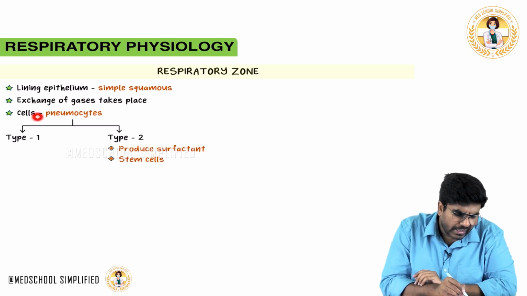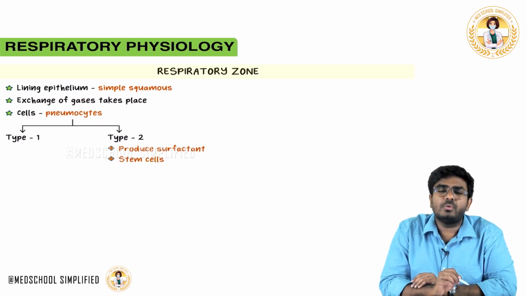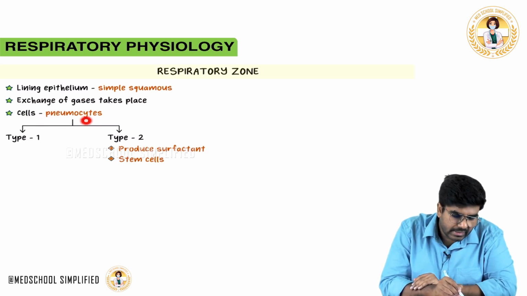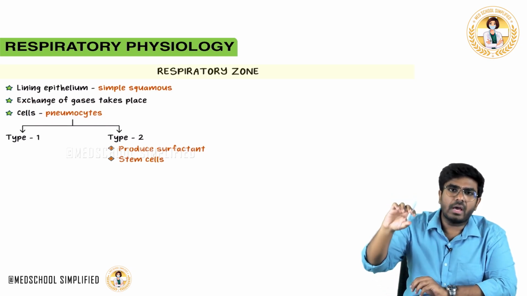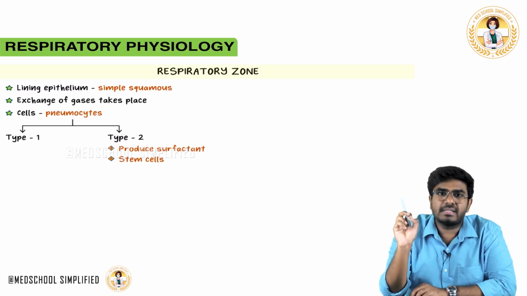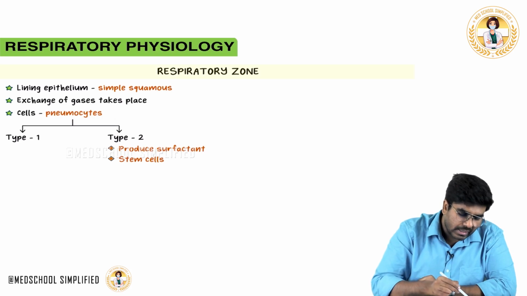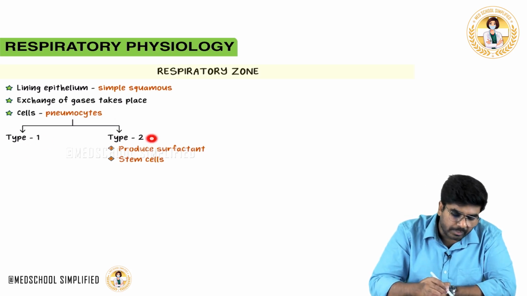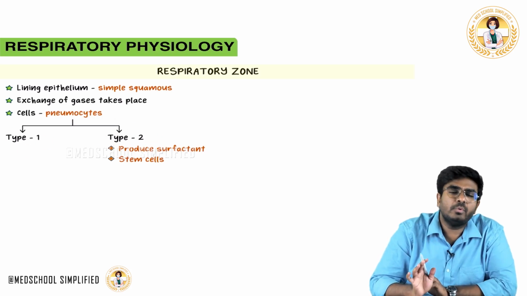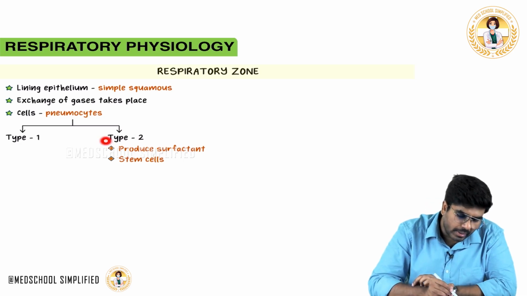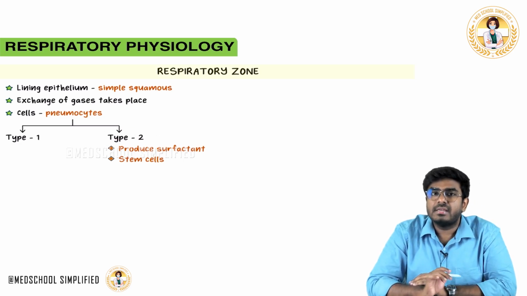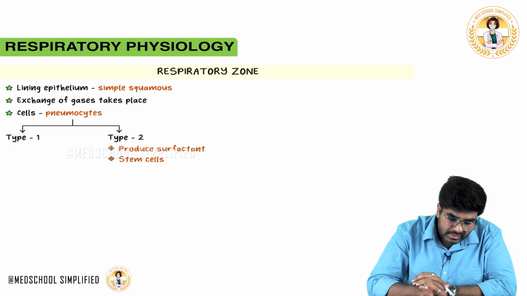Now, the lining cells of the alveolus, or the lining cells of the respiratory zone, are called the pneumocytes. The pneumocytes are mainly divided into two types, type 1 pneumocytes and type 2 pneumocytes. Now, the important point about the type 2 pneumocytes is that they are the stem cells.